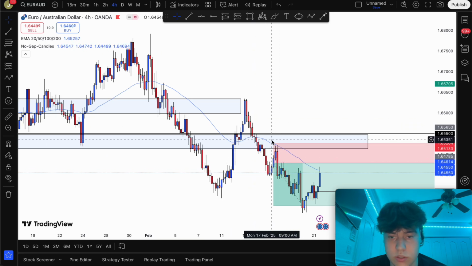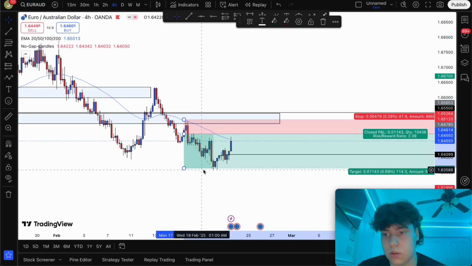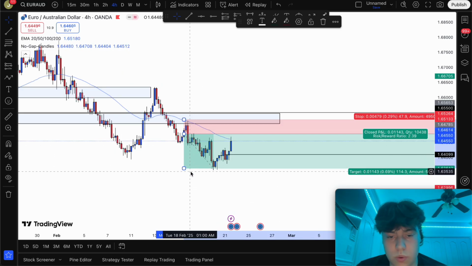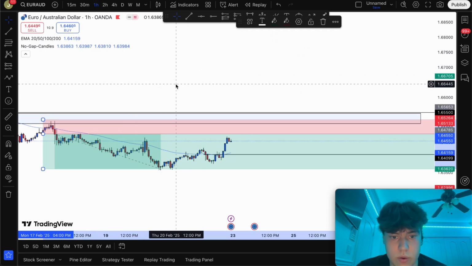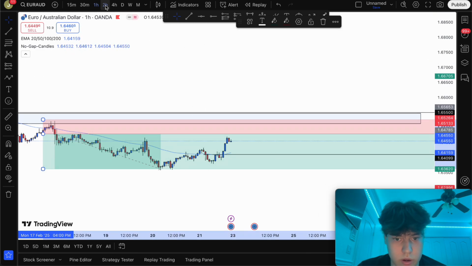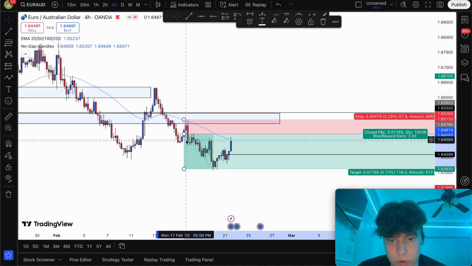But then, as you can see, this 4-hour candlestick engulfed 1, 2, 3, 4 candlesticks, and it went down. I didn't close right here at a 1 to 2.5 risk reward because we were still going with the trend on the 1-hour. We kept on going with the trend, and then we started shifting on the 1-hour, and on the 2-hour we were still good until this candlestick. But still on the 4-hour, we are still currently bearish.